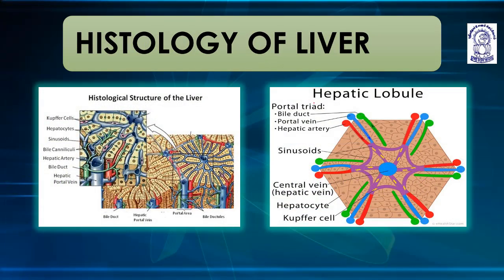In the hepatic lobule there is the portal triad: bile duct which is green in color, portal vein which is blue in color, hepatic artery which is red in color. These are the sinusoids in the spaces. You can see the sinusoids. The central vein or the hepatic vein, hepatocytes, Von Kupffer cells. Understood?